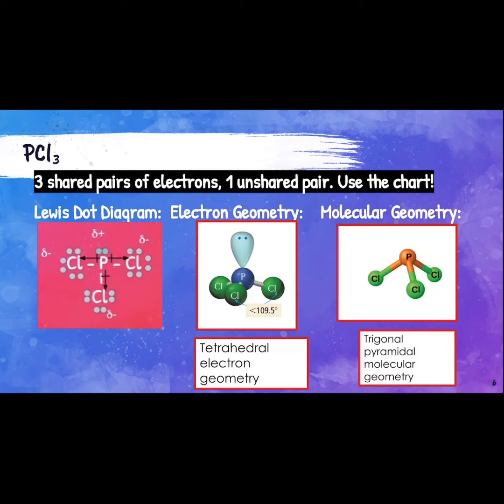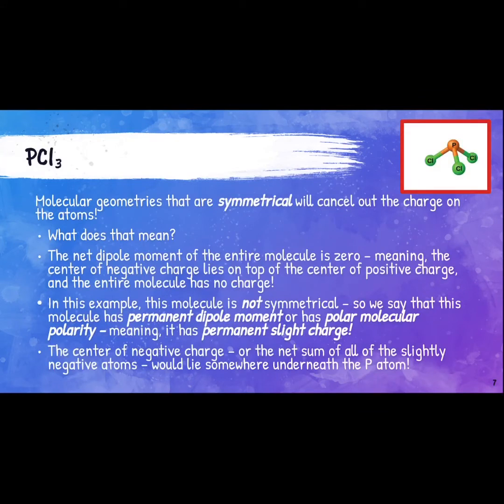So if I'm using that chart that we were just looking at, I have 3 shared pairs, I have 1 unshared pair. So the electron geometry would be tetrahedral. The molecular geometry would be trigonal pyramidal. So those are the 2 geometries that you would see for this molecule.